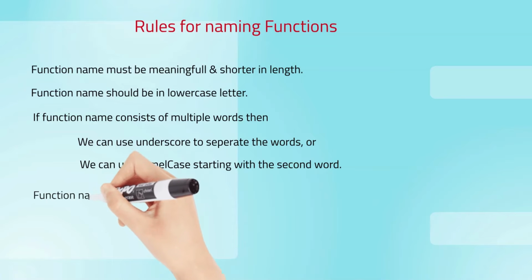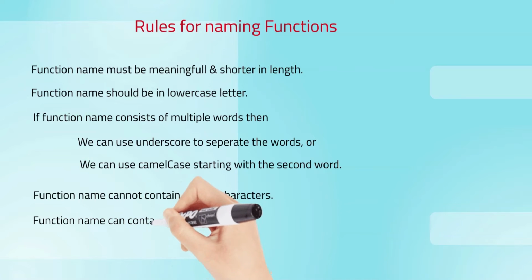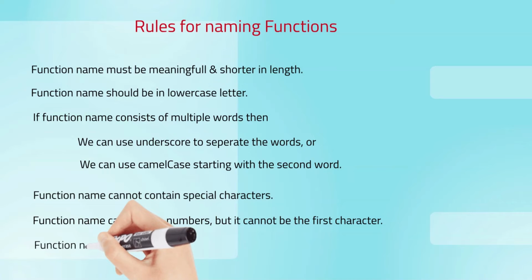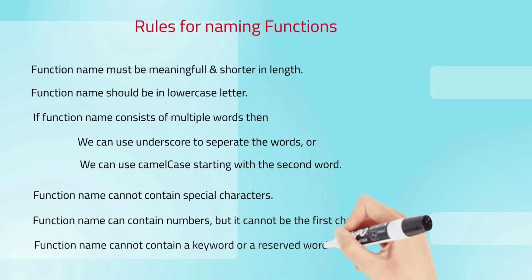A function name cannot contain special characters anywhere such as $ symbol or exclamation symbol, etc. We can have a function name which contains numbers. The number can be anywhere in the function name except the first character of the function. A function name cannot contain a Python keyword or a reserved word.